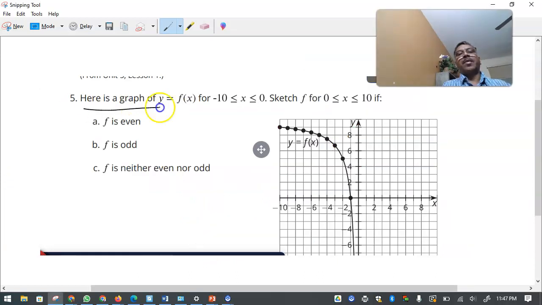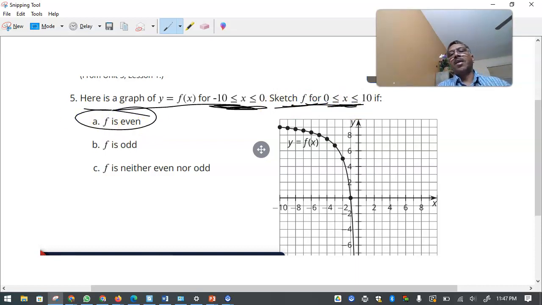Now here is the graph of f of x. From this to this is given to you. So on one side we are supposed to sketch the other side, 0 to 10. Suppose it is even, then what? Now remember, if you want to make f an even function, I'll have to use this dot reflection over the y-axis. This dot will go 2 places here, and this will go maybe here, and all these dots will go like this, and you get a graph.